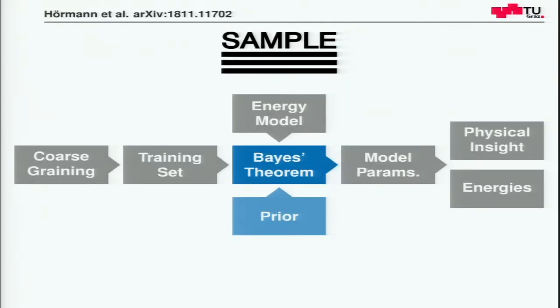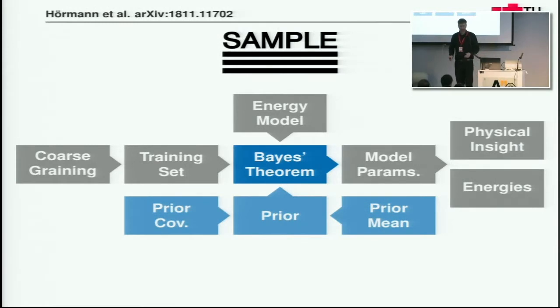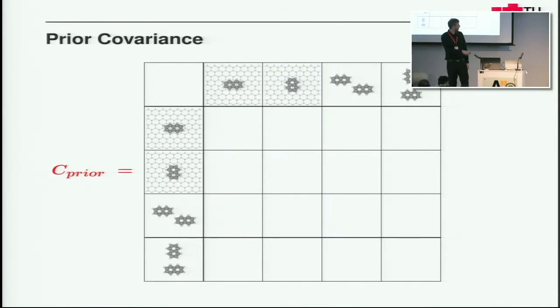some prior knowledge. The prior knowledge we can split up, or for the sake of this presentation, I've split up into prior covariance, which is concerned with the correlation between the different one and two body interactions, and the prior mean being the value we assign them without having done calculations. So let's start with the prior covariance, which, as I said, is concerned with finding a covariance matrix for the one and two body interactions.